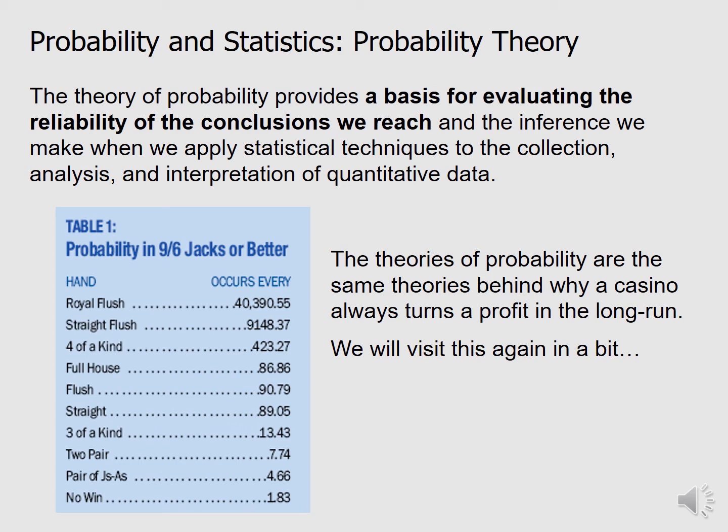We utilize probability theory in sampling as a way to readily evaluate the conclusions we make about a population. This theory is the same theory that casinos utilize to ensure they turn a profit in the long run, and we will look at this again in a little bit.